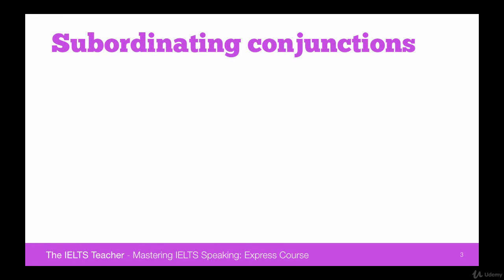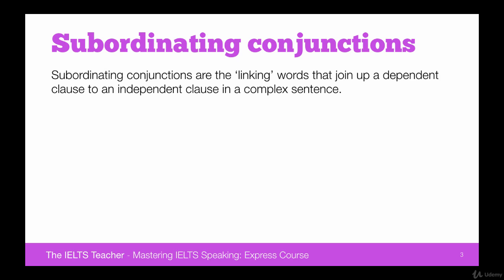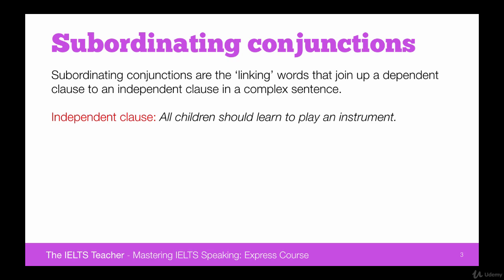Subordinating conjunctions. That sounds a bit strange. What are these? Well, subordinating conjunctions are the linking words that join up a dependent clause to an independent clause in a complex sentence. That's what a complex sentence is. It's when a dependent clause joins up with an independent clause via a subordinating conjunction.